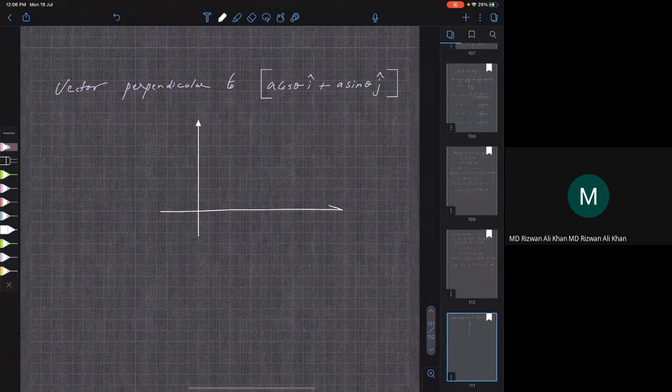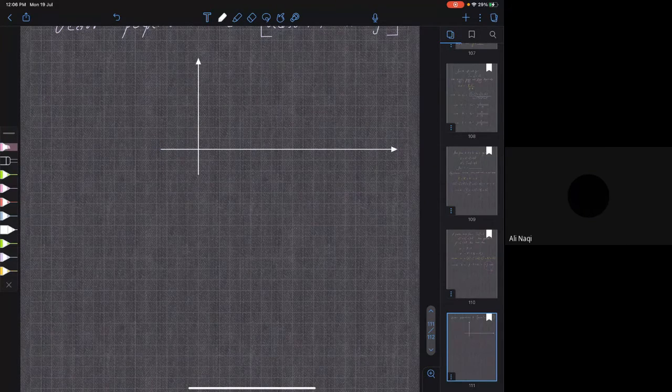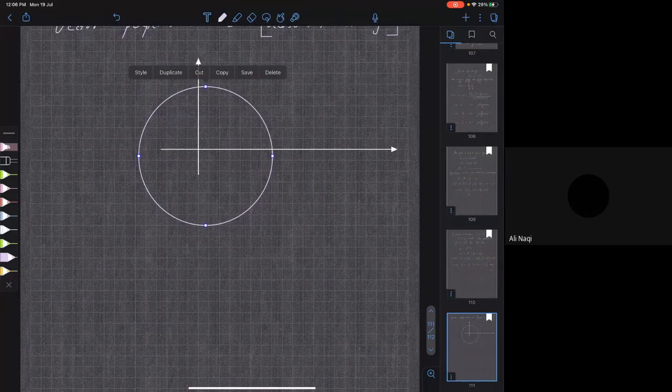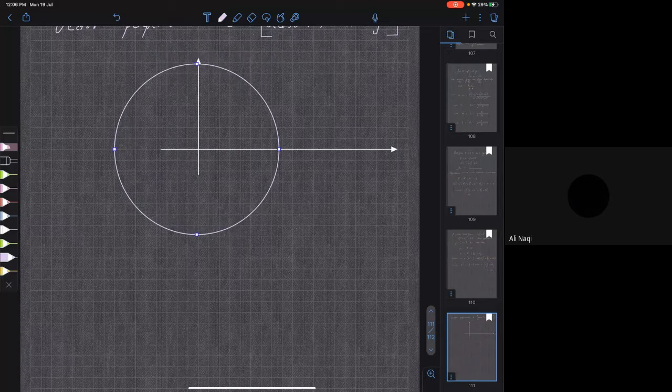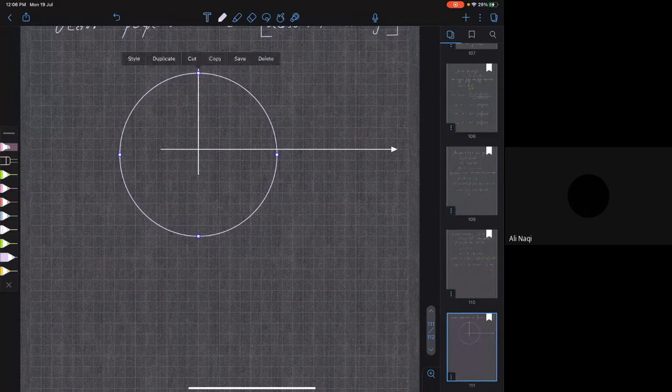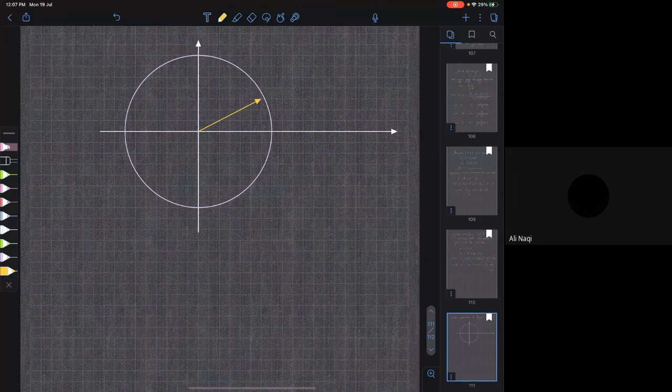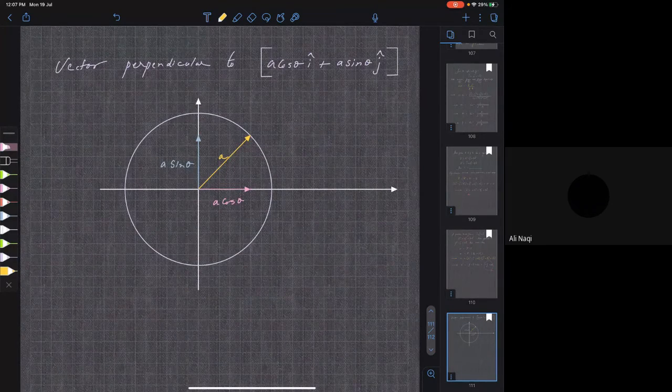So this is a position vector. It will lie on the xy plane. The thing is, this vector will lie on a circle. This is a cos theta, and this is a sin theta, and this is a. That means this vector will lie on a circle with radius a. Clear?